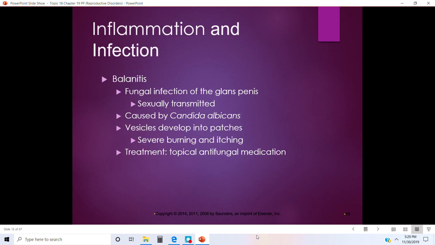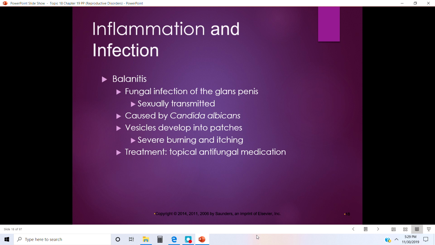Okay, the last condition that we want to take a look at is known as balanitis. This is a fungal infection of the glans. Remember, we said the glans is the tip of the penis. This is typically, usually, sexually transmitted, and the causative agent is usually Candida albicans. Vesicles will develop in patches right on the tip of the penis. They'll be burning and itching, and they'll just give a topical antifungal medication.